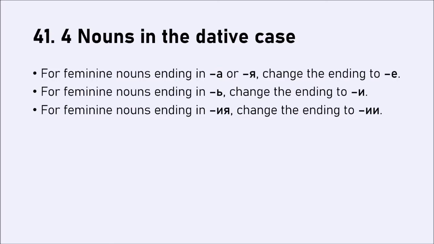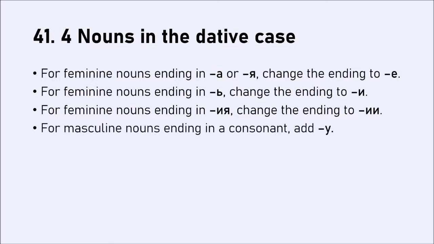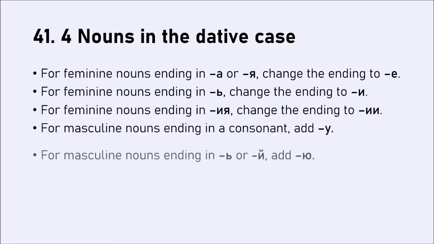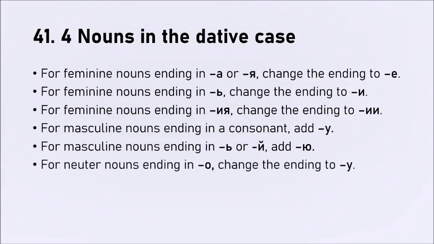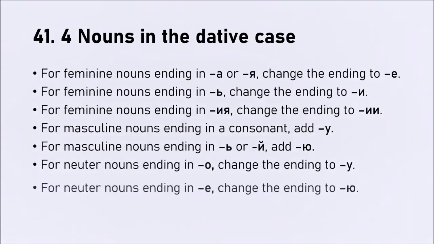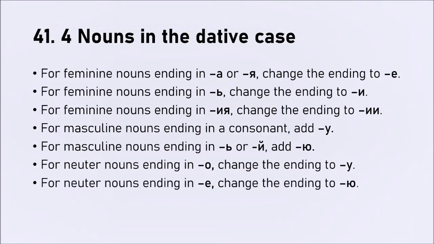Now for masculine nouns that end in a consonant, you just add on u. There are also masculine nouns that end in the soft sign or y, as we've already seen. In this case, you change the ending to yu. And lastly, for neuter nouns, if they end in o, you change that ending to an o. If they end in ye, then you change that ending to a yu. So many rules. Now don't memorize this if you don't want to. There's no need. You can write this down or you can take a screenshot.